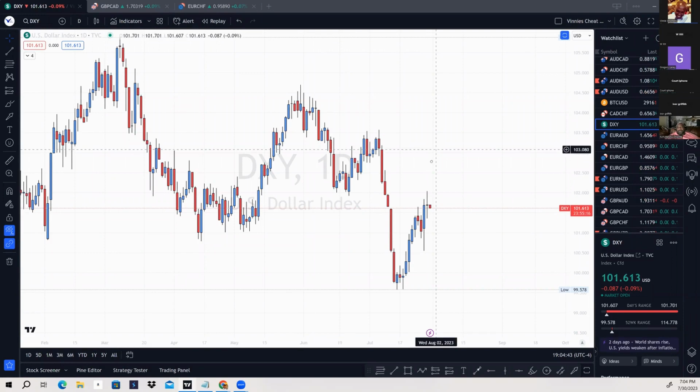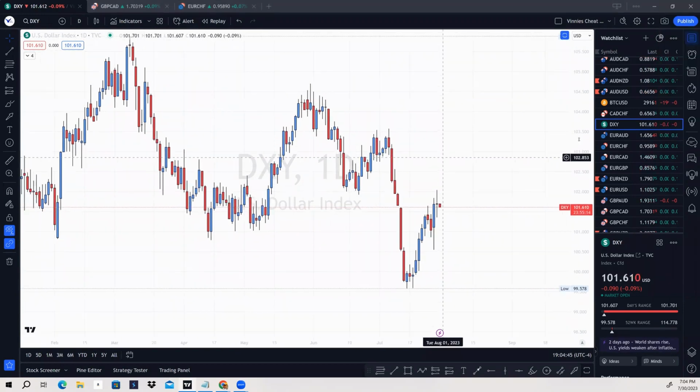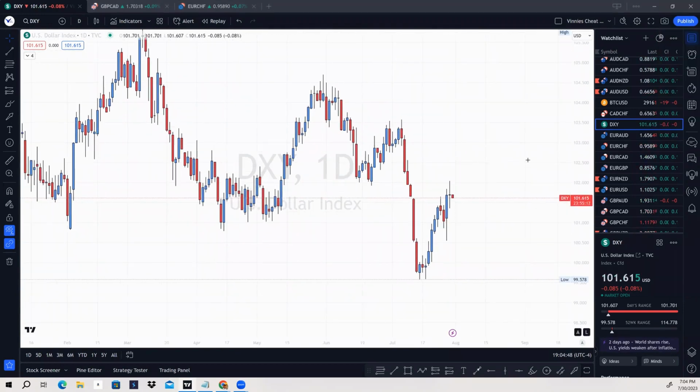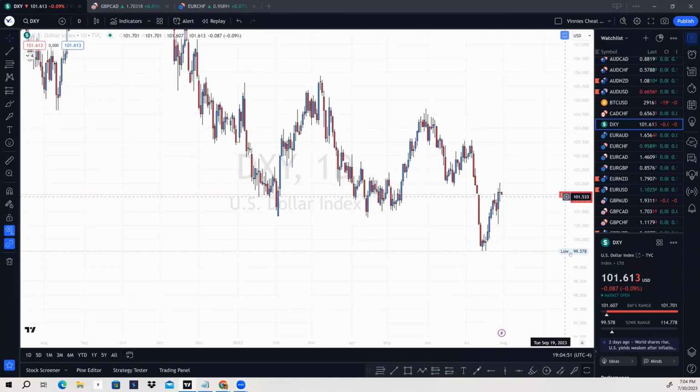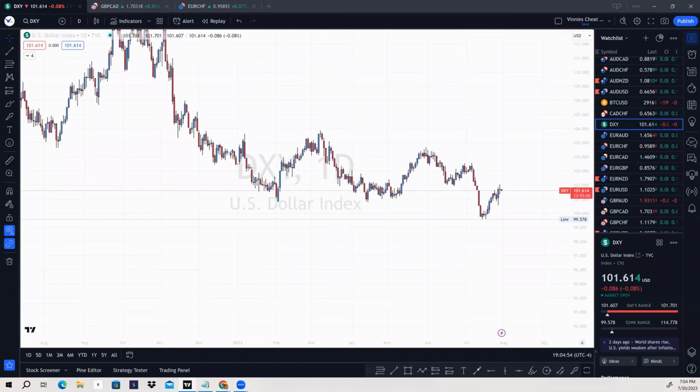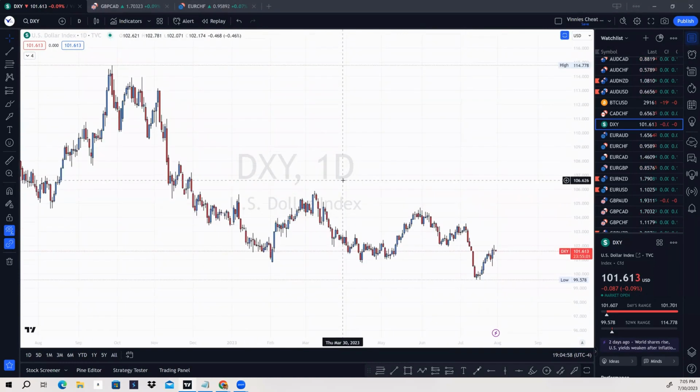All right, so right now we're on the dollar index. We're on the daily time frame. We always want to start off with the daily time frame. The reason why we start off with the daily time frame is that it's going to give us our direction. Now, there are two types of trends. We have an overall trend and we have the current trend.